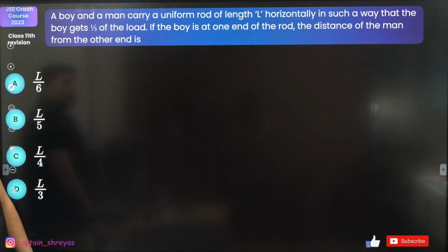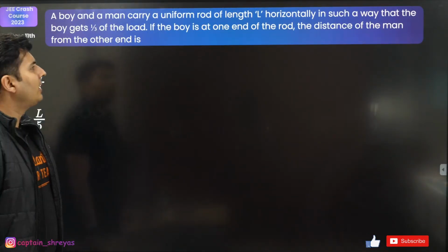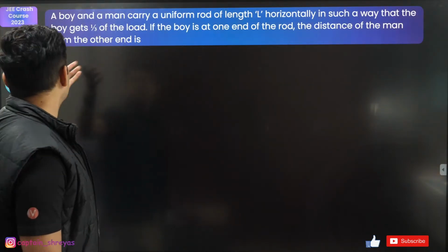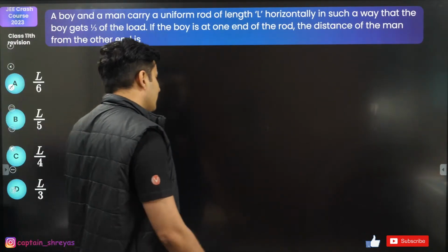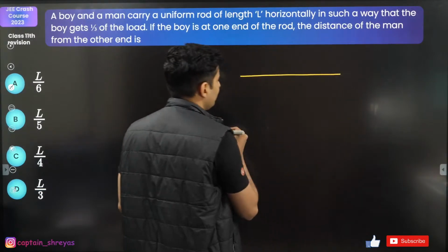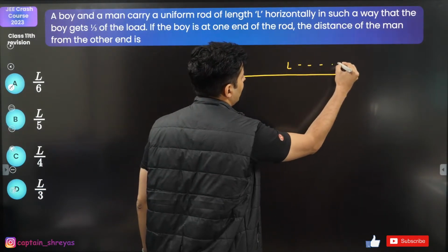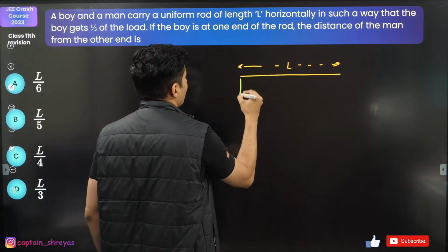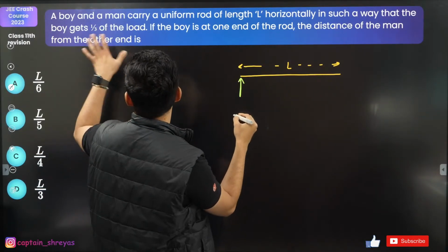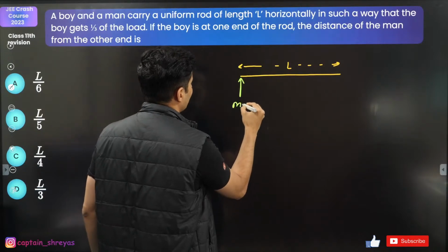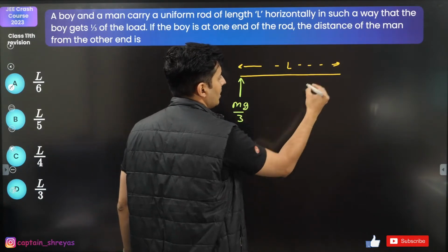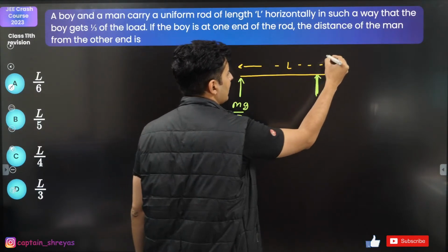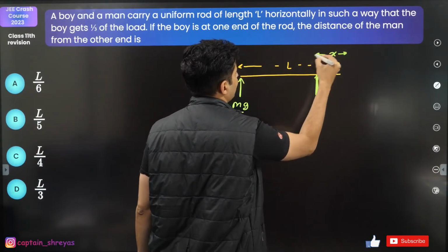A boy and a man carry a uniform rod of length L in such a way that the boy gets 1/3 of the load. The boy is on one side; find the distance of the man from the other side. Okay, let's visualize. This is a rod, length is L, and the boy is supporting from one side. So how much load is he bearing? mg/3, or 1/3. So mg/3 from the boy's side. The other person is somewhere here. I don't know where he is. Let's assume that this is x.